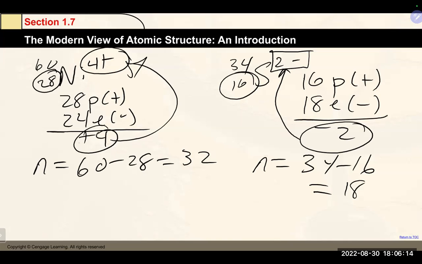Any questions on that? So you do need to be able to figure out protons, electrons, and neutrons with things that have charges. As we talked about, it is the protons that tell you what element you're dealing with. So you should never, ever change the protons. Otherwise, you change what element you're dealing with. Any questions? All right.